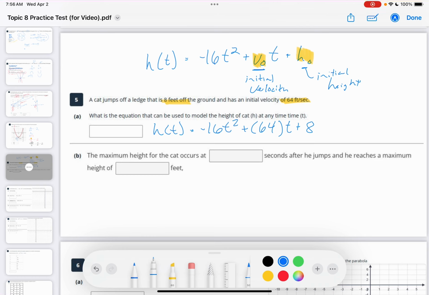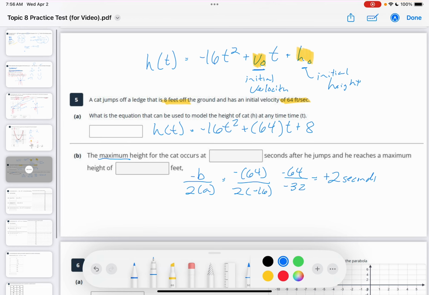Once I have that, now I can do the maximum height by using my max equation, which is -b over 2a. We know that the b value is 64, so we're going to go -64 over 2 times the a value, which is -16. We start to simplify that. We get -64 over -32, which is +2, and that's seconds. So maximum height for the cat occurs at 2 seconds.